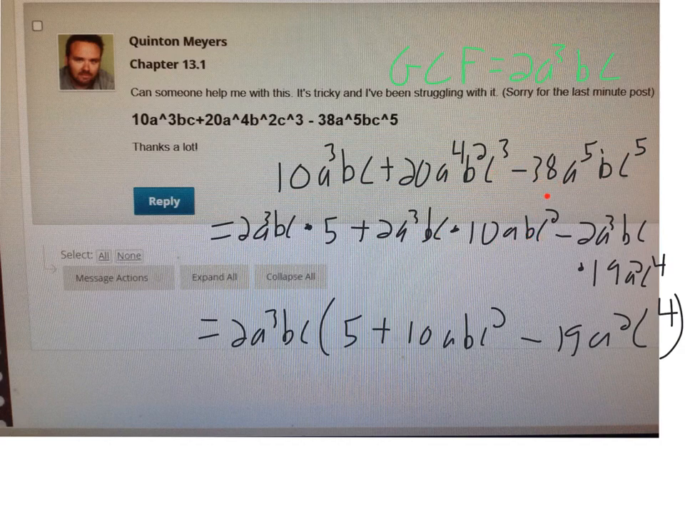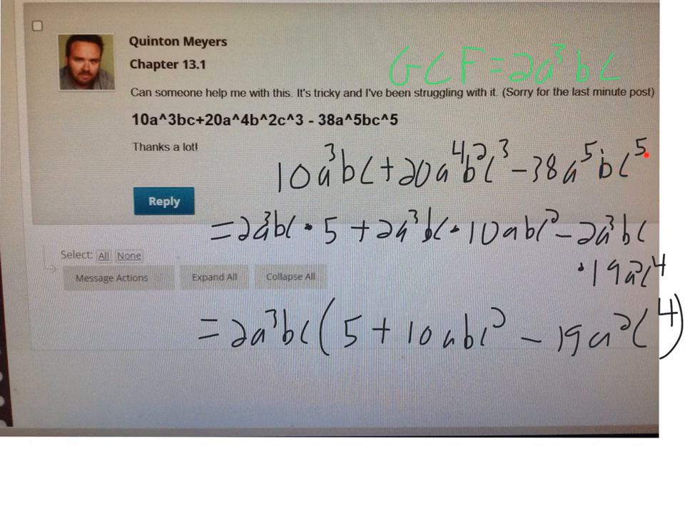Then we do it one more time. 2 goes into 38 19 times, it's a minus this time. We have 5 a's, we're missing 2 of them. We have a b, already accounted for, we need 4 more c's. So this product, if you multiply this, it gives you minus 38a to the fifth power times b times c to the fifth power.